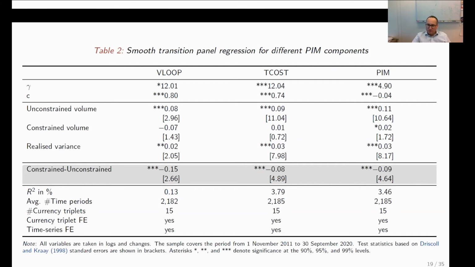Overall, however, you can also note that the T-cost results, so with T-cost as left-hand side variable, are overall much more similar to the case of the overall price inefficiency metric variable, which is on the right-hand side for comparison purposes. I guess an important reason there is also that T-cost generally is less noisy than V-loop, which you can see also in that the R-squares are much higher for the T-cost and the PIM variable compared to the V-loop variable.